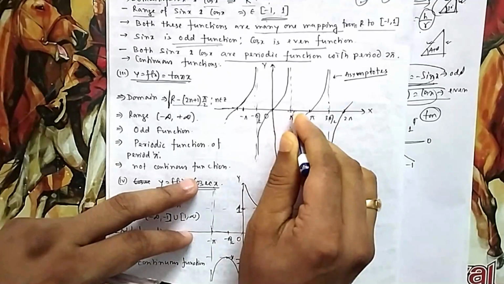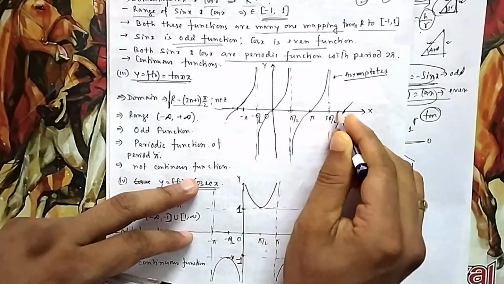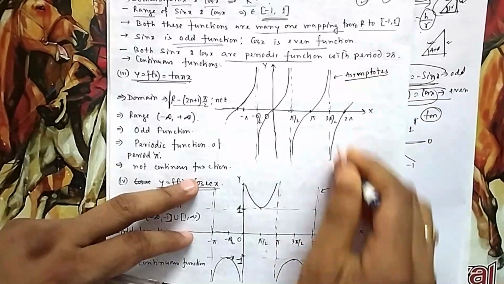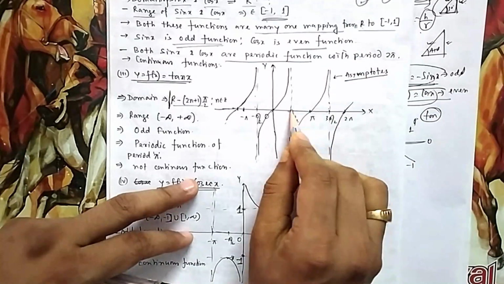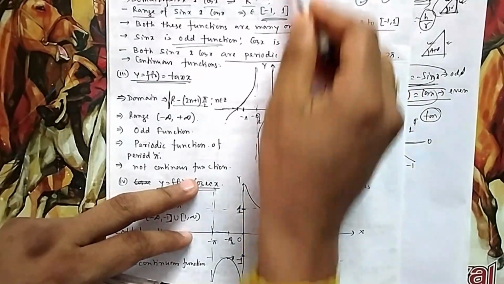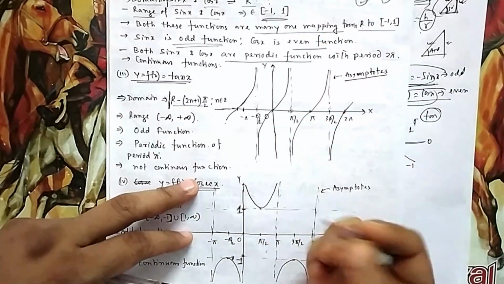Once you come to this, you jump over and go to this. Again you come to this, again you jump. Because if you stand here, you will be thrown out of this curve. You can see here, if you stand here, there is no place. You will go out. You don't know where you will go, to infinity or minus infinity.